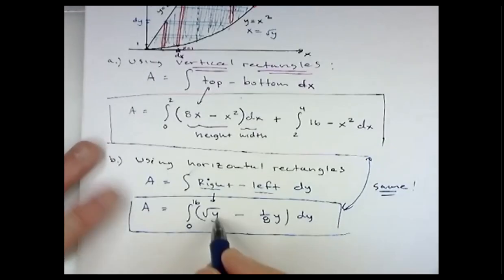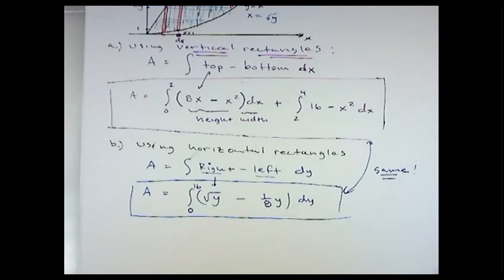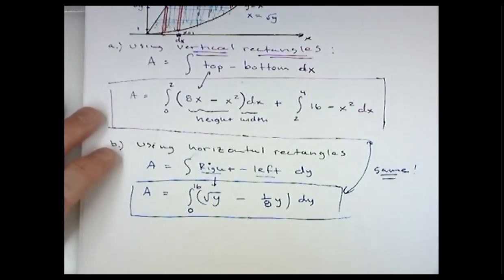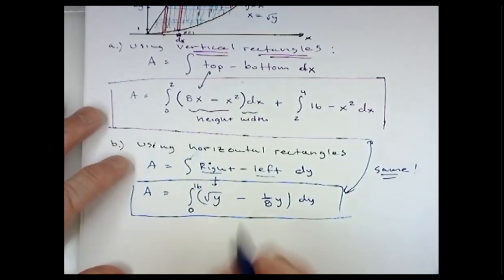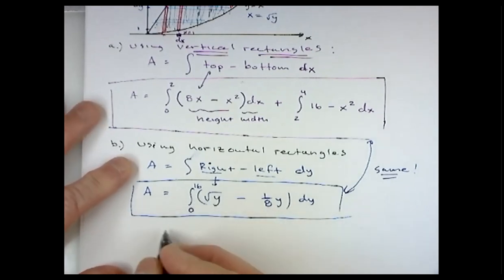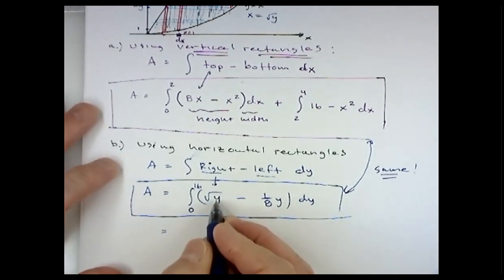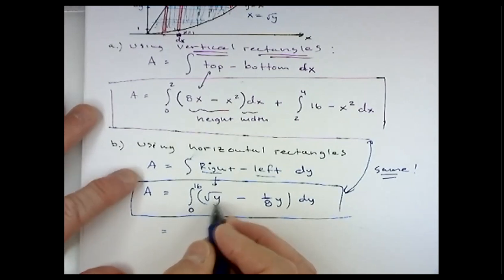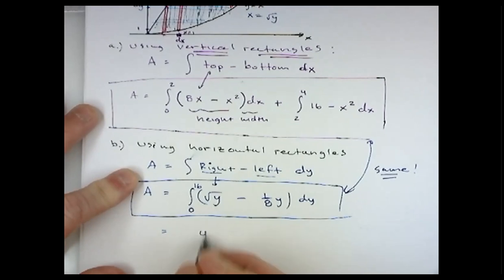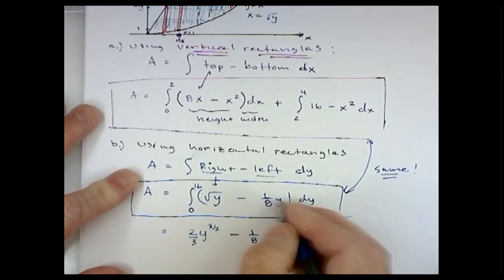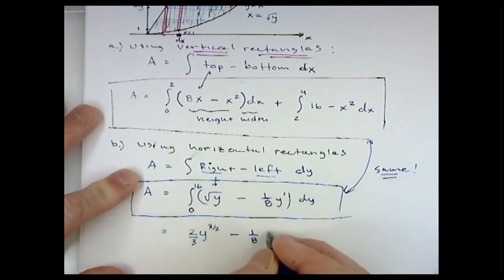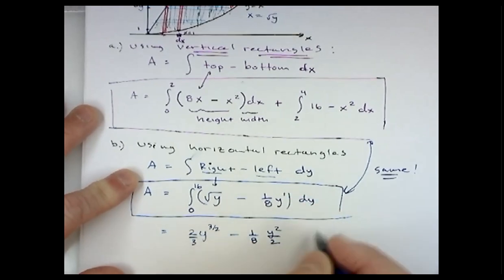And why don't we evaluate this one just so we can remember the fundamental theorem part 2. How much time do I have? It's 3:27. Okay. So your antiderivative of root y, that's y to the 1/2, will be y to the 3/2 over 3/2, or times 2/3. And then for 1/8 y to the first, the 1/8 stays there and it's y squared over 2.